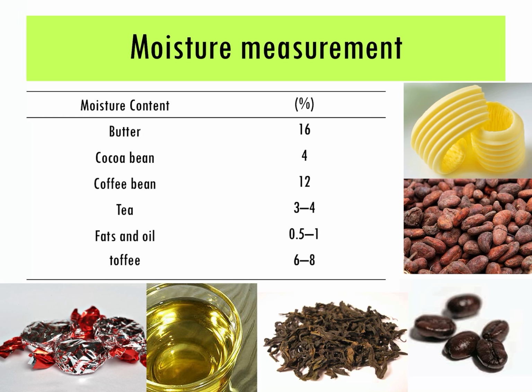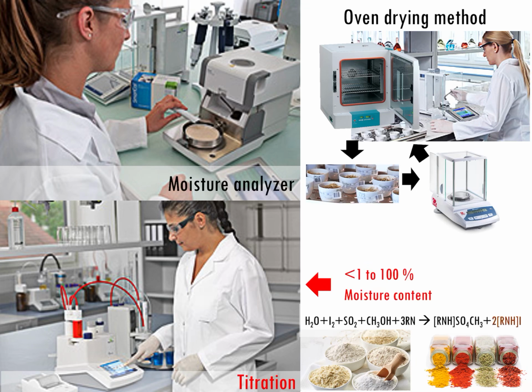This slide shows that all food products have water, even very dry food samples like tea leaves. They also contain a moisture content of 3 to 4%. There are many ways to measure moisture content in our food sample. The first one is the oven drying method. This method is very basic, very simple and cheapest.